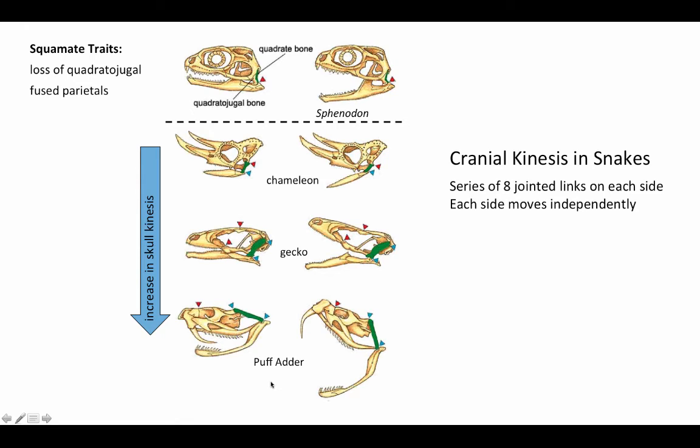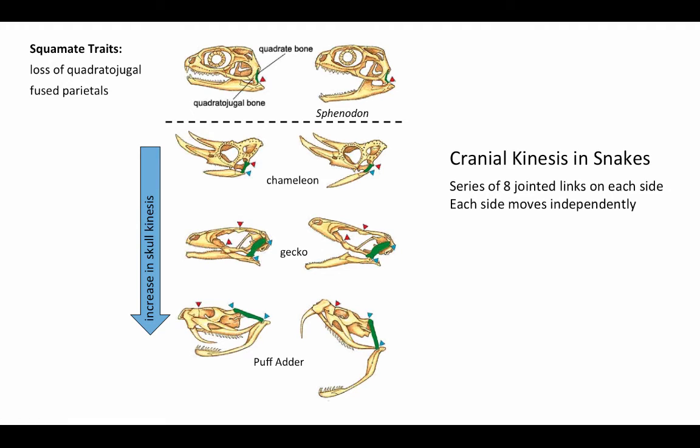This will be familiar to most people as this idea that snakes can unhinge their jaws to swallow prey that's much larger than the size of their head. They actually don't unhinge their jaws, but their entire jaw mechanism and their skull is incredibly flexible because of this reduction in dermal bone. So cranial kinesis in snakes is accomplished through a series of 8 jointed links on each side.